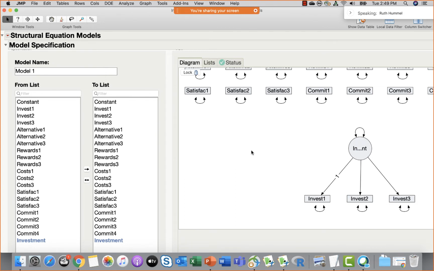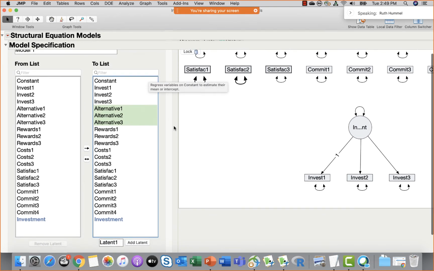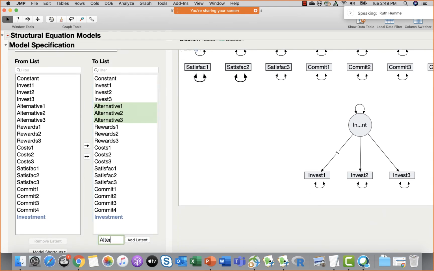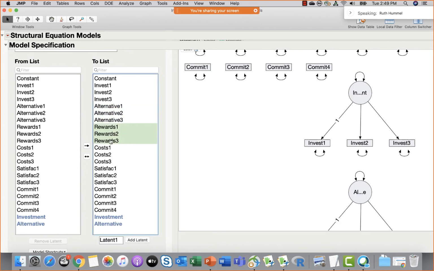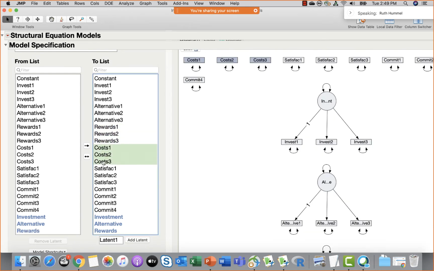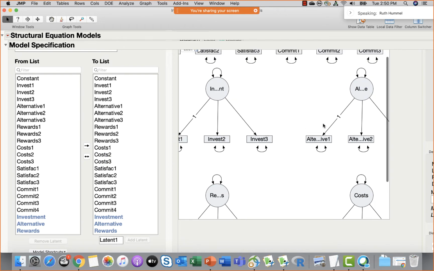So in 15.2, I can just select the questions here and add latent. If you're in a version before that, you can do that by selecting them over here. So we've already got the investment one, so let's choose the alternatives. If I scroll down a little bit, I can see that there's a place to add a latent variable here. So I can type in alternatives and add that latent variable. Then I can do the same for rewards. Add that latent variable. The same for costs. Add that latent variable. And you can see as I'm doing this, it keeps updating this plot.